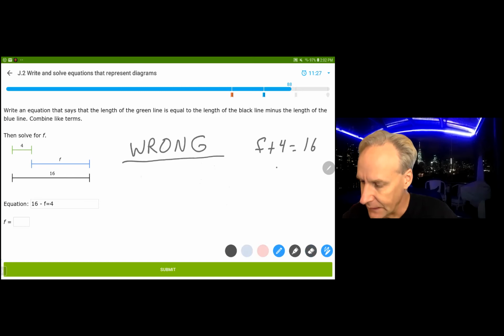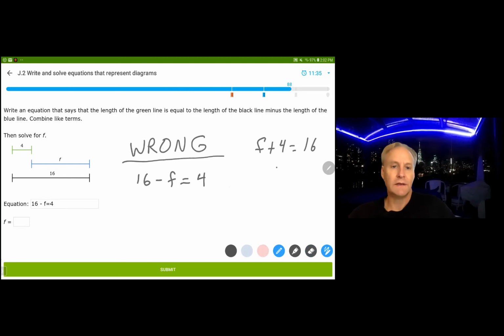So what I see is students will do this, 16 minus f equals 4. Now, it's not wrong to subtract 4 from both sides, but I see this happen over and over again. And I want to show you what happens. The reason that this is so bad is that I'm doing everything wrong and getting the right answer. And that's probably one of the worst things you can do for yourself. So watch what I'm going to do.